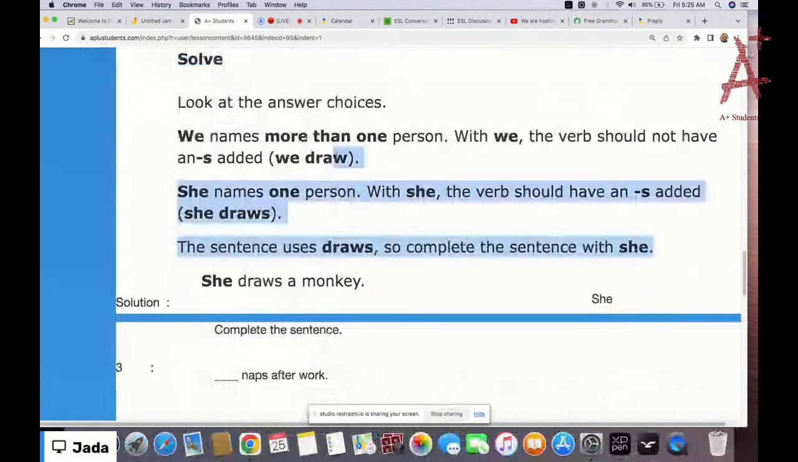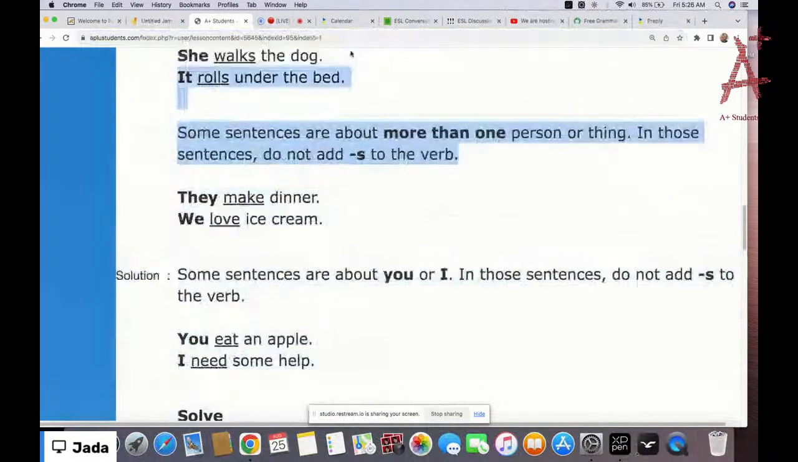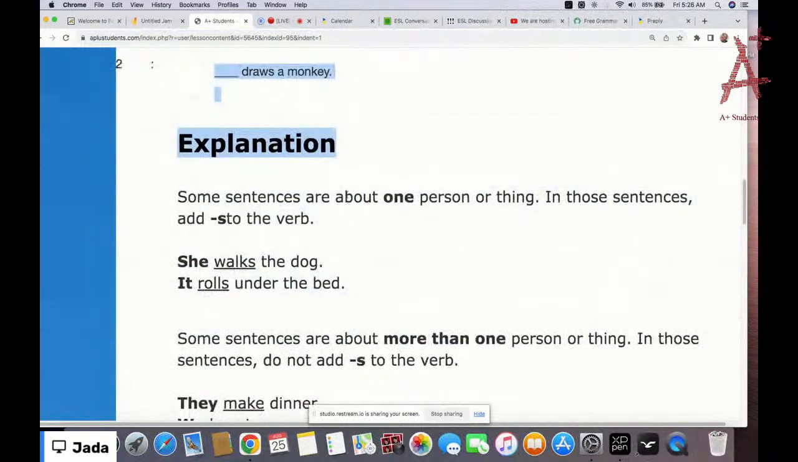Now this one says Dash draws a monkey. It has an s, so it's going to be a singular subject, because who draws the monkey is going to be singular. Draws has an s on the verb, and with any verb that has an s, you need to have one subject, because look at it here. Some sentences are about one person or thing. In those sentences, add s to the verb. So when it's talking about one person or thing, you need to add an s to the verb. We have s in this verb here, so you need to talk about one person here.